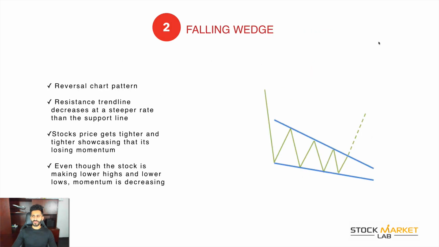Next, we have a falling wedge pattern. It's also a reversal chart pattern. The resistance trend line, which is right here, decreases at a steeper rate than the support line, right? The stock's price gets tighter and tighter because of that. You can see once again, let's say this moves $3, this is moving 2, this is moving 1, and so on. The price formation is getting tighter and tighter, which showcases that the stock is losing momentum. Now, the moment the stock makes a big move up, let's say it breaks outside of the upper trend line, that is giving us a high confirmation to now take on a trade.